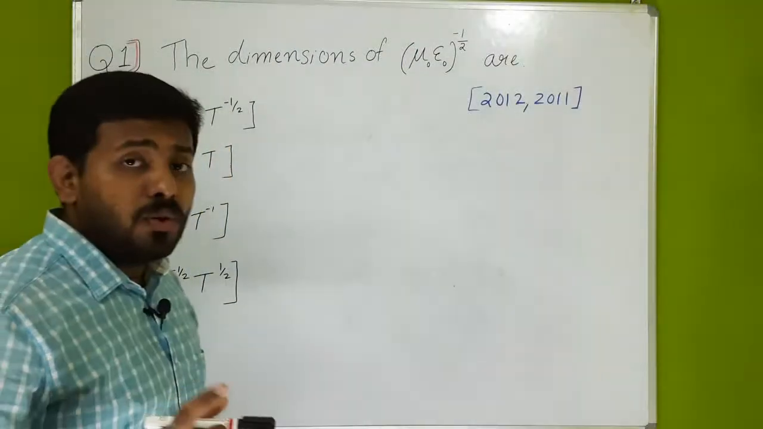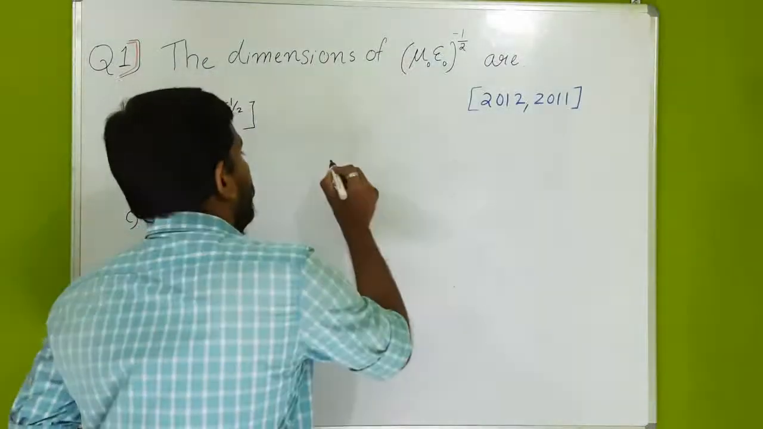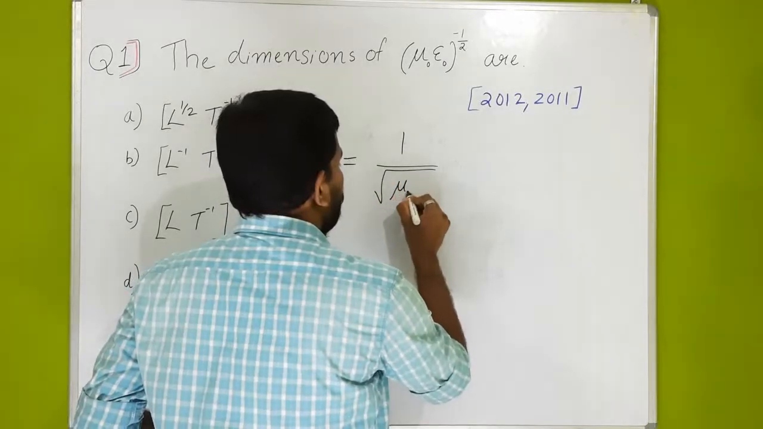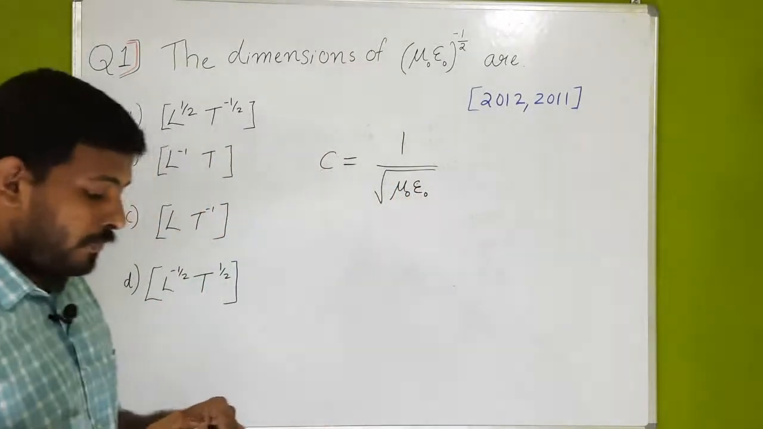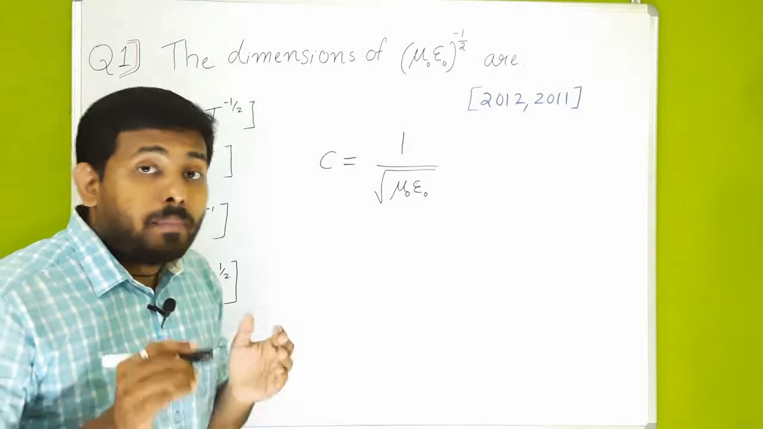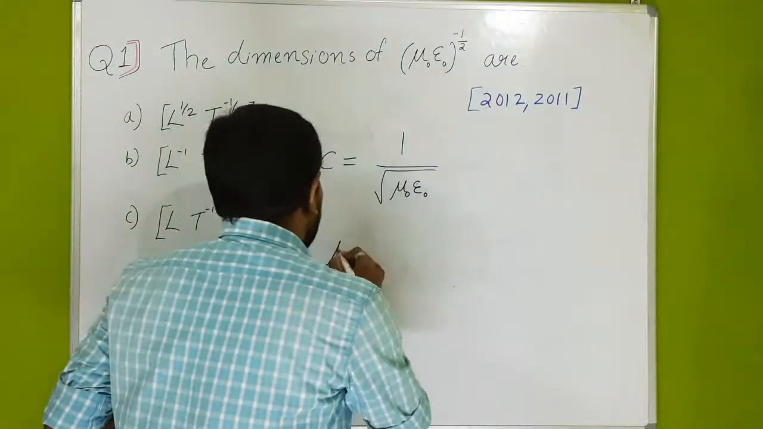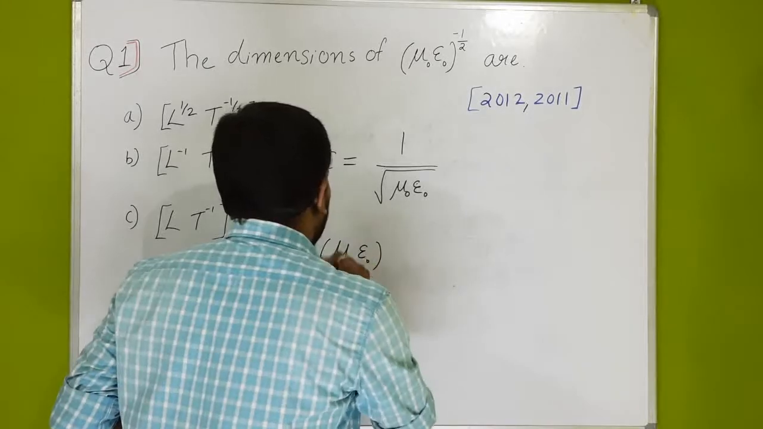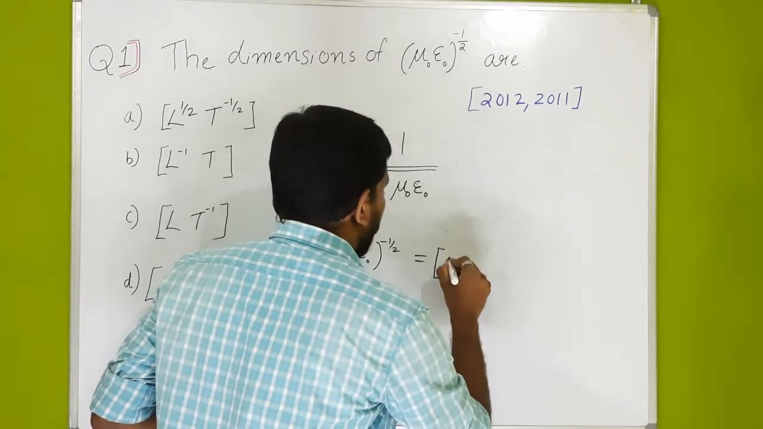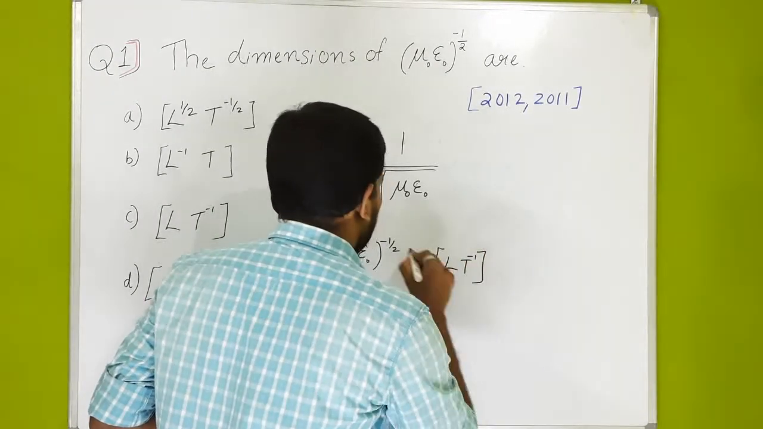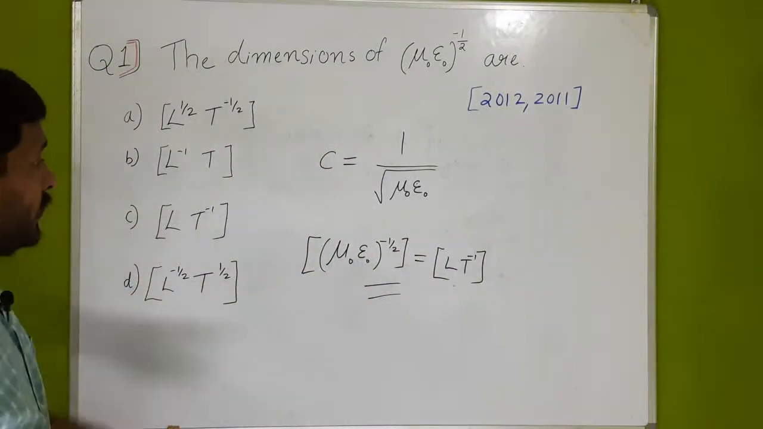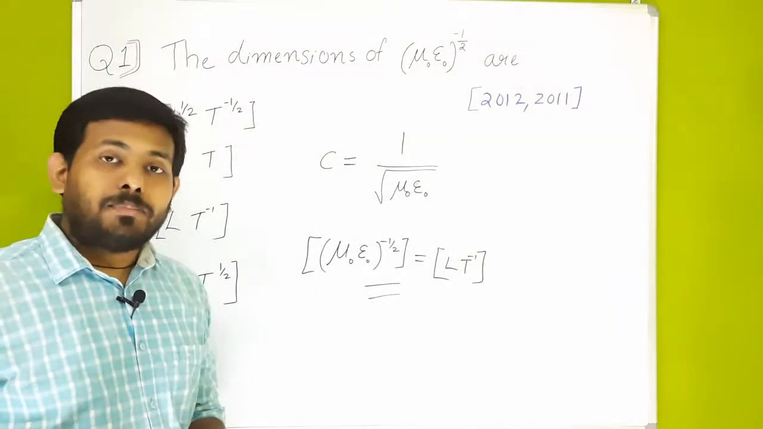As you know, the velocity of an electromagnetic wave is given by c is equal to 1 by root of mu 0 epsilon 0. This is the velocity of light. So this quantity has the dimension of velocity. So (mu 0 epsilon 0) to the power minus 1 by 2 has the dimension of velocity, that is LT raised to minus 1. I hope you have understood it. So the option is option C. So let us move to the next question.